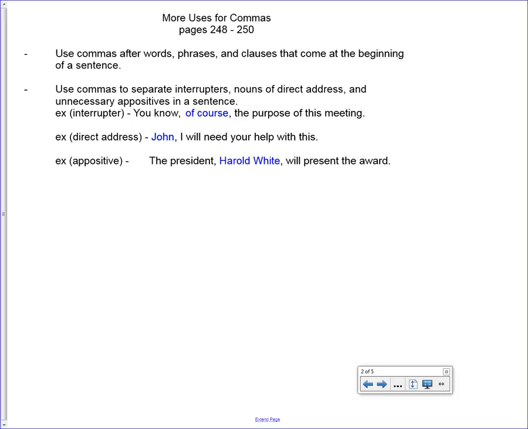An example of an interrupter: You know, of course, the purpose of this meeting. Of course is an interrupter, so both sides of it get a comma. You can take it out of the sentence and the sentence would still make sense. You know the purpose of this meeting.